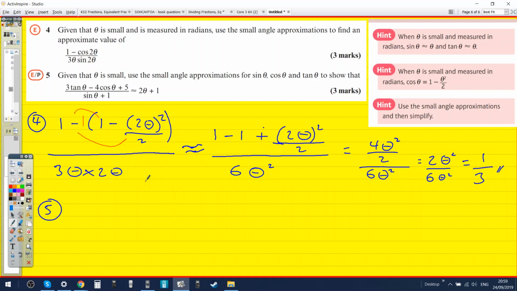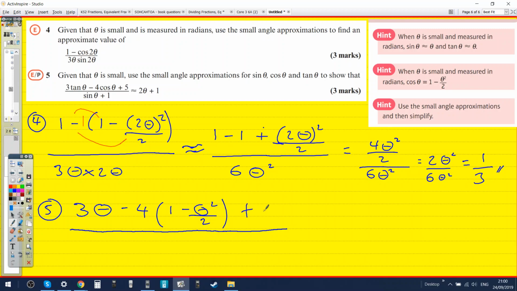So first we just expand everything. So we get 3 theta minus 1 minus 4 theta squared over 2. There's a difference. The one above it was cos 2 theta. This isn't cos 4 theta, it's 4 cos theta. Right. So is it 4 brackets 1 minus theta? Yeah, like that. Minus 2. And then it's just theta plus 1.